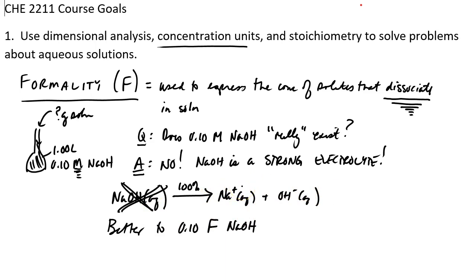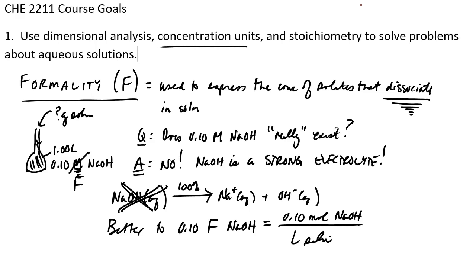So if I had asked you to solve this problem, but instead of using the unit's molarity, I used the unit's formality, nothing would have changed about how we solve this problem. In other words, when you see 0.10 formal sodium hydroxide, you can be certain that it still means 0.10 moles of sodium hydroxide for every liter of solution.